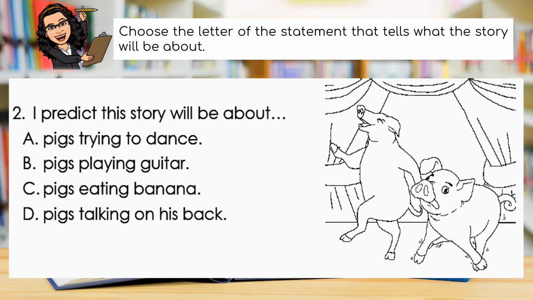Number 2. I predict this story will be about A. Pigs trying to dance, B. Pigs playing guitar, C. Pigs eating banana, or D. Pigs talking on his back. The correct answer is A. I predict this story will be about pigs trying to dance.